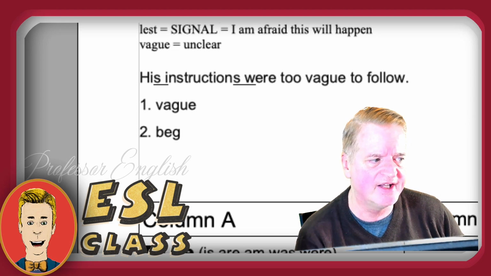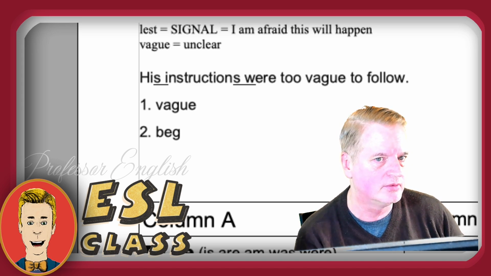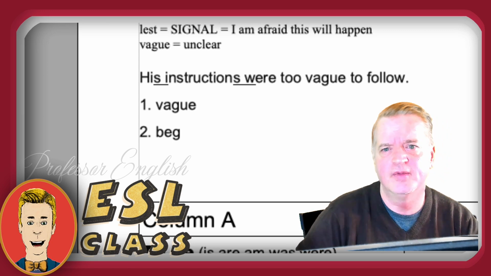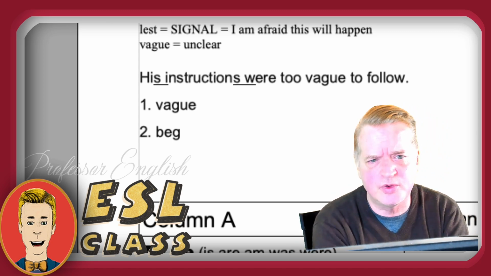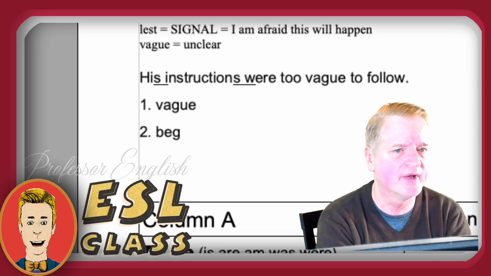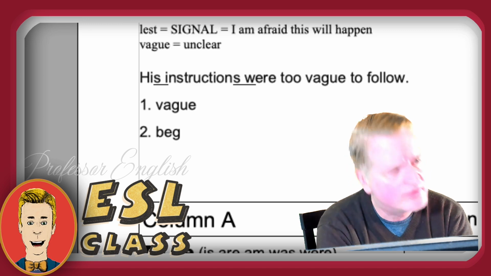Can you say that, Mohammed? Vagueta. So too vagueta. Can you say that, Pachu? Too vagueta. Too vague. His instructions were too vagueta. His instructions were too vague. Okay, that's good. Can you say all of that, Mohammed? His instructions were too vague.